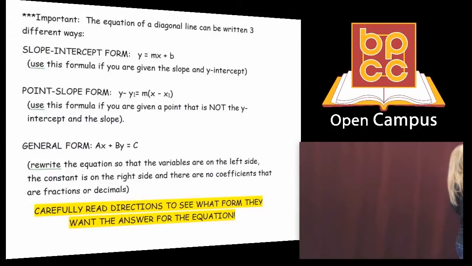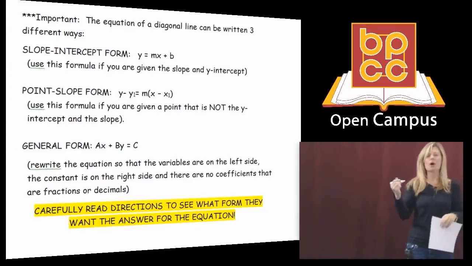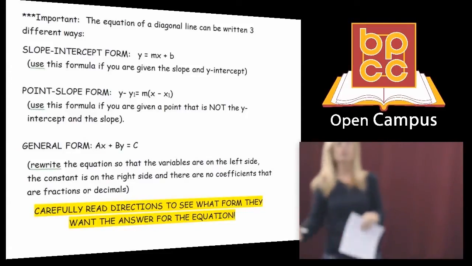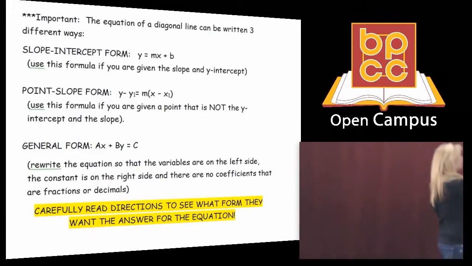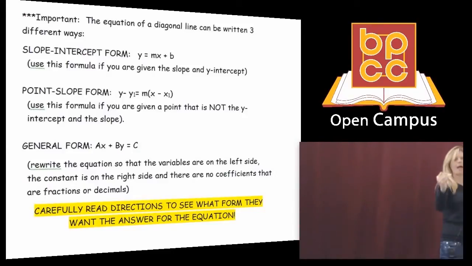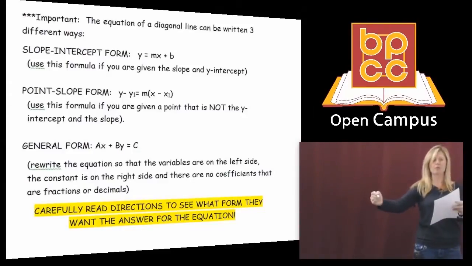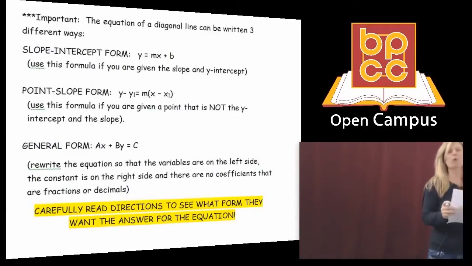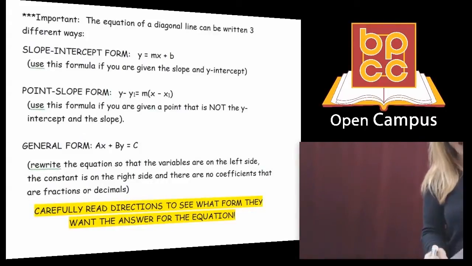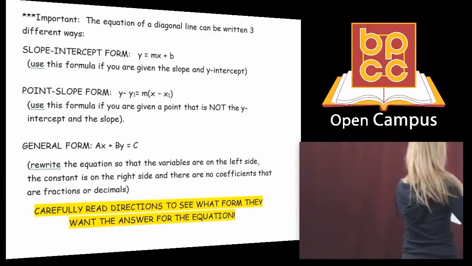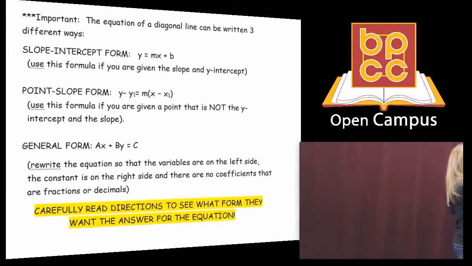So the biggest problem to do when you write an equation of a diagonal line is to decide between those 2 formulas. Do I use slope-intercept or do I use point-slope? You will use slope-intercept when you know m, the slope, and b, the y-intercept. You will use point-slope when you know m, the slope, but you know another point. And that point I give you is not the y-intercept.